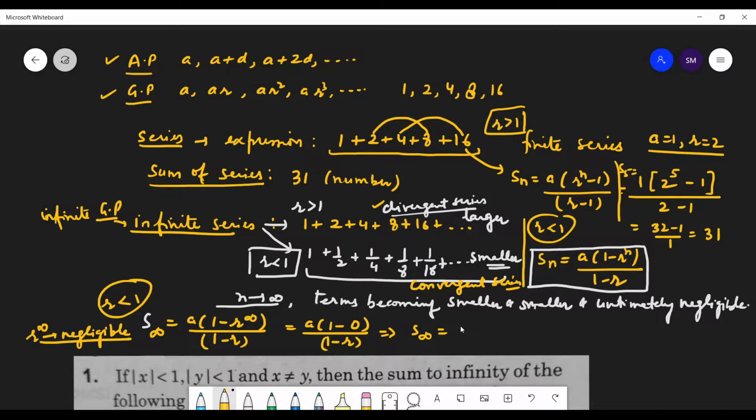series as a upon 1 minus r, where r is between 0 and 1. Is this clear, students? Yes, sir.